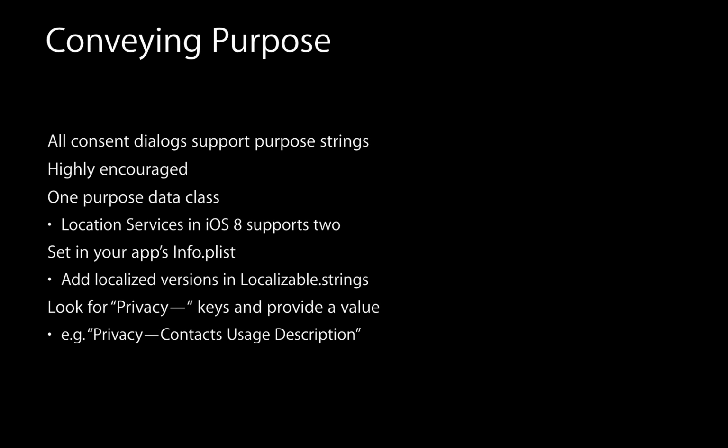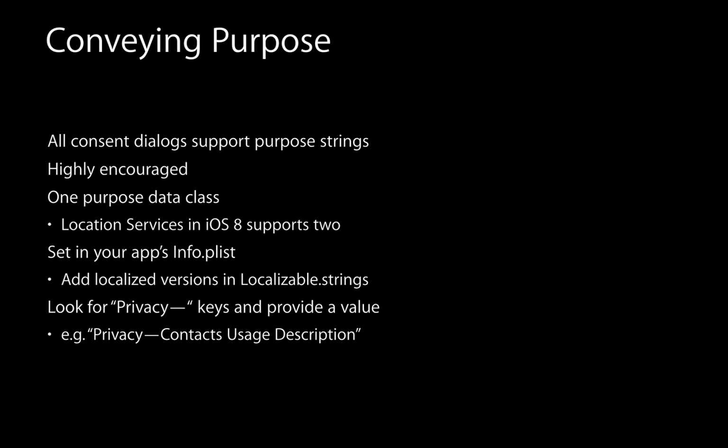All of the consent dialogues support a purpose string, and their use is highly encouraged because it makes what you're going to do with the user data very transparent. All of the data classes support one purpose string, except for location services in iOS 8, which supports two, and we'll talk about that coming up. You can set these purpose strings in your application's info plist, and for those of you who localize your applications, you can set the localized versions in localizable.strings.